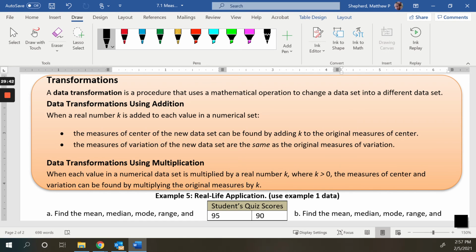So that would be applying a transformation to the data set. Okay? And we want to know when the teacher does something like this, how does that affect our different measurements, our measures of center and our measures of variation? So a data transformation is a procedure that uses some mathematical operation, like adding 20 points, to change a data set into a different data set.